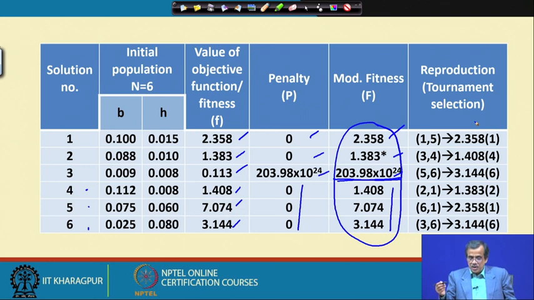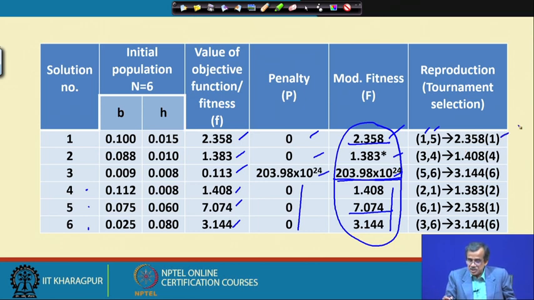Now, once again for this tournament we will have to select the solution at random using the random number generator. Supposing that in the first tournament, the first one and the fifth one have been selected, because the tournament size we have taken is equal to 2. Now, out of this first and fifth, if I compare their fitness values, the first one is better, and that is 2.358. So, I have selected the first one and its corresponding fitness is 2.358.